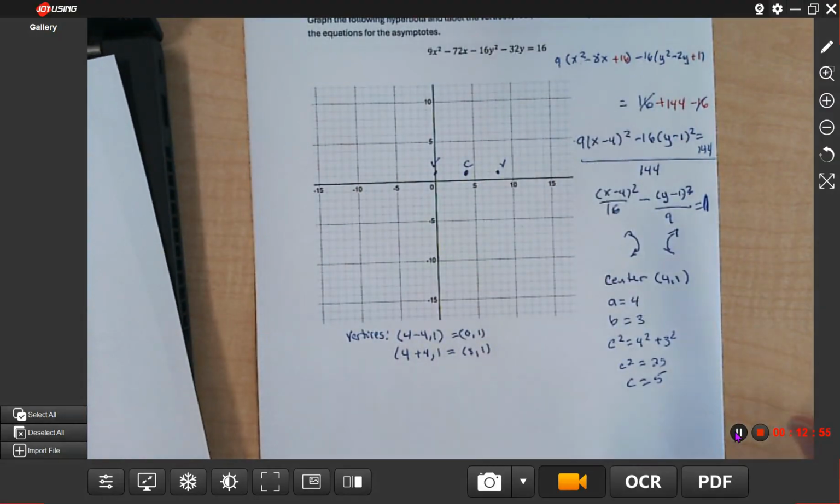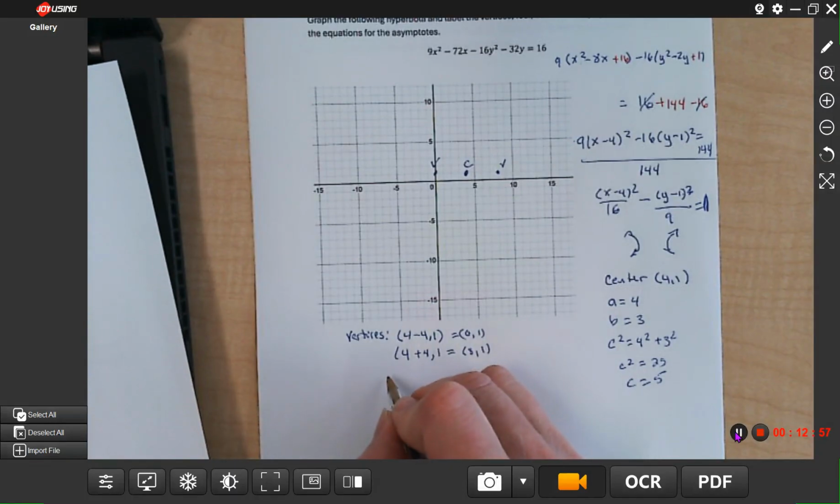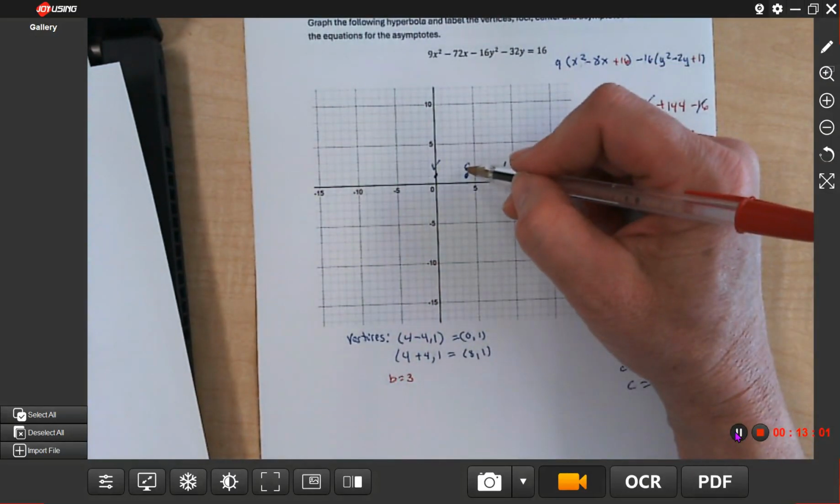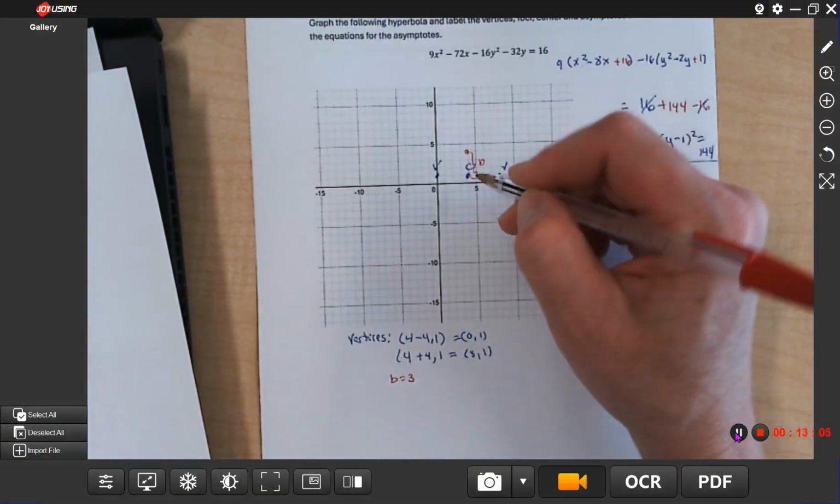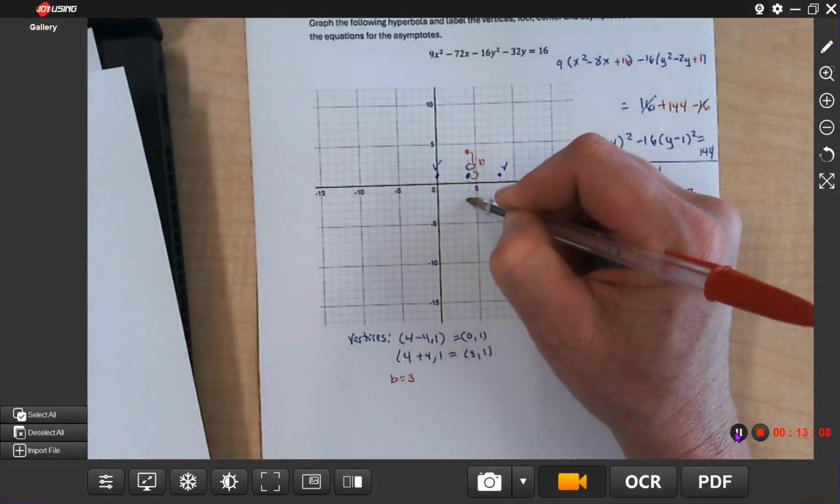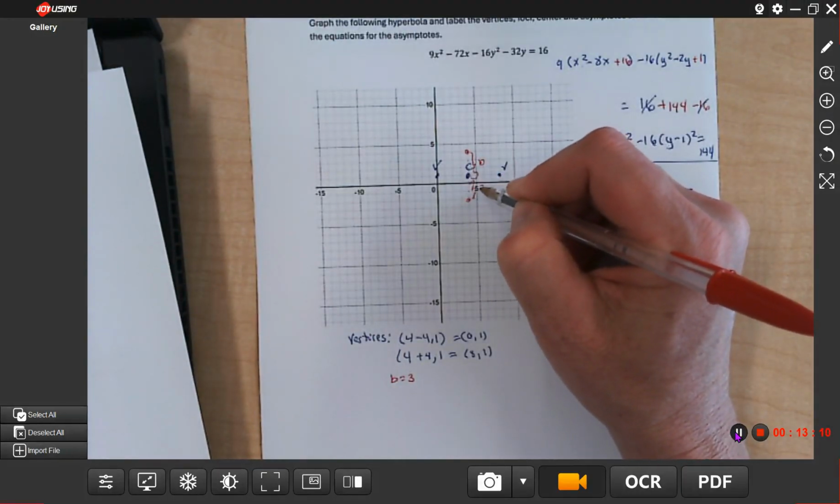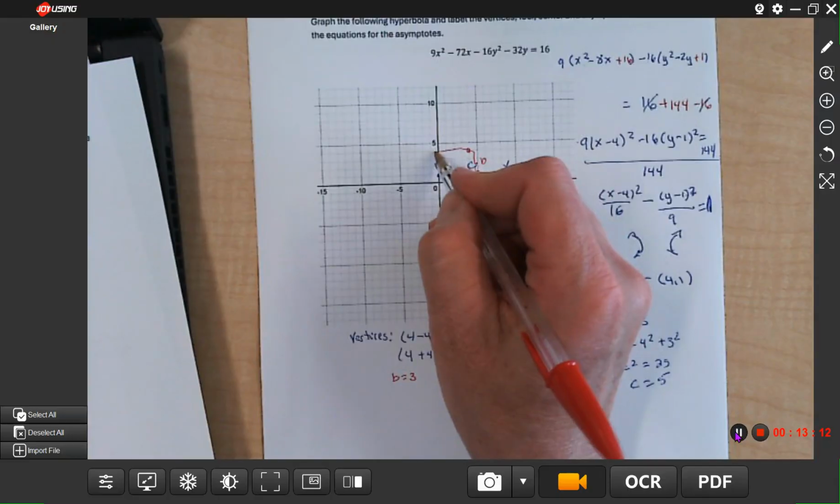And I need to draw my box. b is 3, so I'll just count it: 1, 2, 3, so up 3, so that was b. And down 3: 1, 2, 3, so that's b. And draw my box.